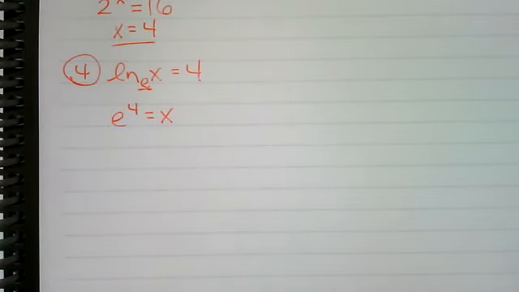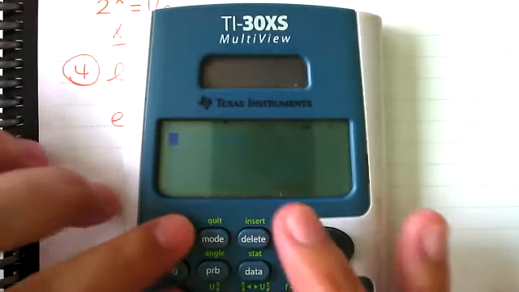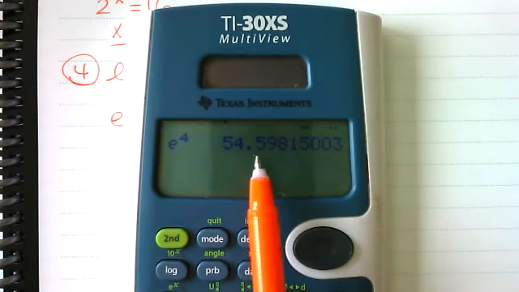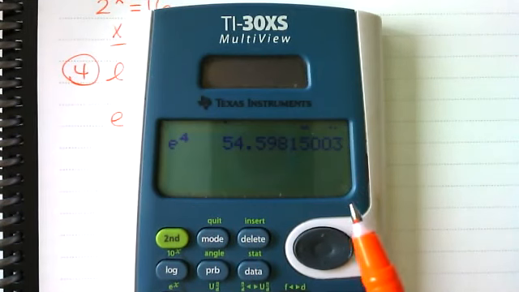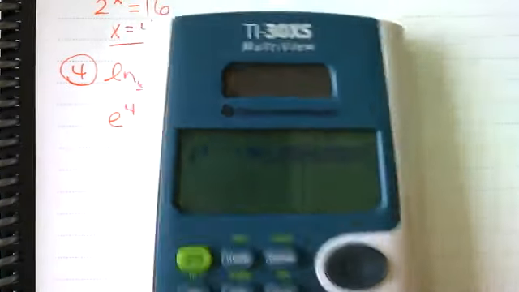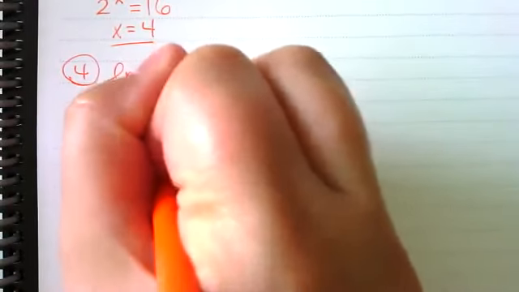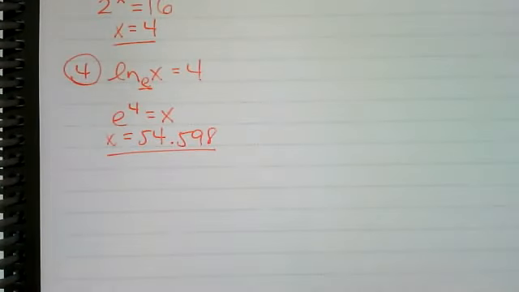And then for this one here, you just have to use your calculator. So I'm just going to do e to the 4th power, hit enter, and we've got 54.5981. For most of these, they'll tell you where to round. For us, we'll do the nearest thousandth anytime that I don't tell you, so that's 3 decimal places. So we're going to write down x equals 54.598, and there's our answer.